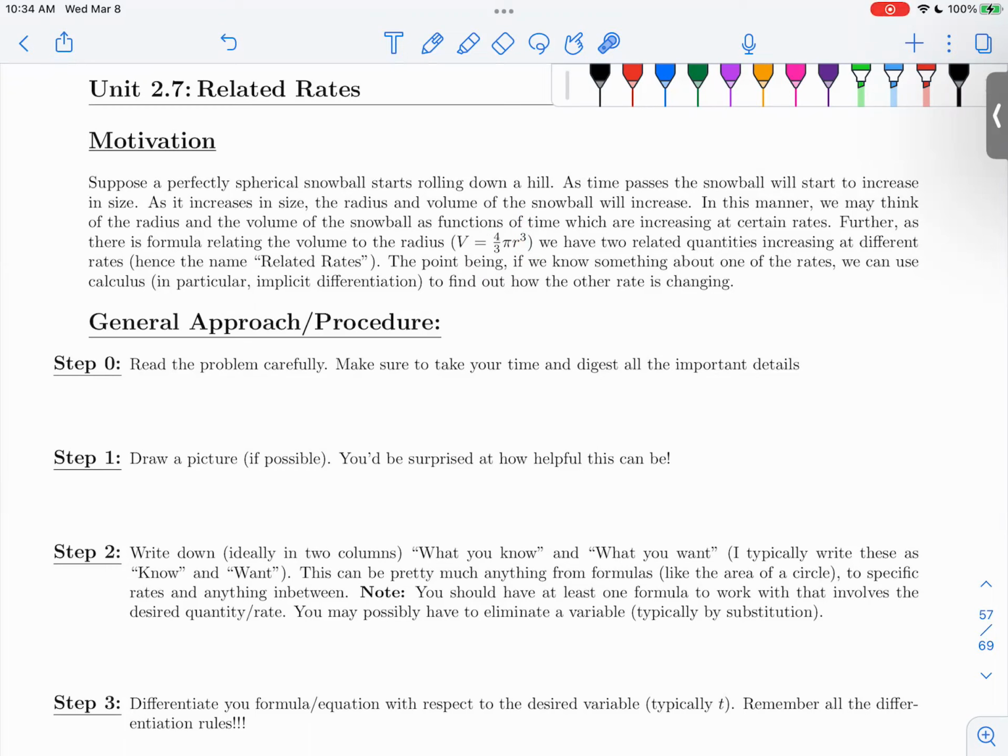Speaking as a person who's never taken a physics course, I don't know if this is a question that you'd see in physics, but I'd buy it.